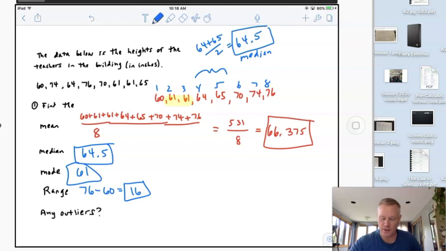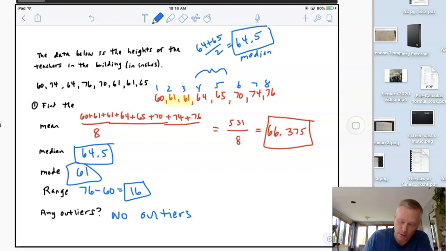So the tallest person here is 7'4", okay? Which is tall, but it's not like, oh my gosh, tall. So I wouldn't consider that an outlier. 60 inches is the smallest, and that's 5 feet. And that's short, but that's not like, holy crap short either. So I would say no outliers here.